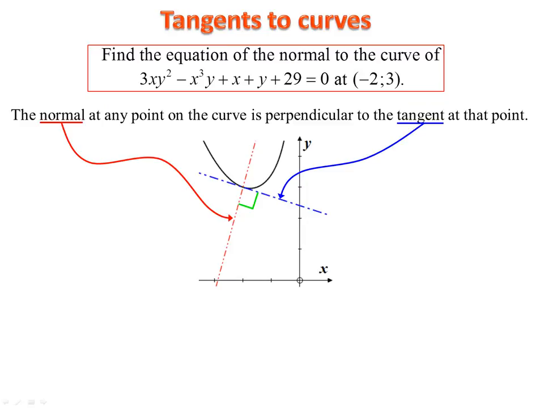Note that the normal at any point on the curve is perpendicular to the tangent at that point. Some people define it as the line which is perpendicular to the curve. Well, it has to be perpendicular to the tangent if it is a curve. So we're going to find the gradient of the tangent, and the negative inverse will give us the gradient of the normal.